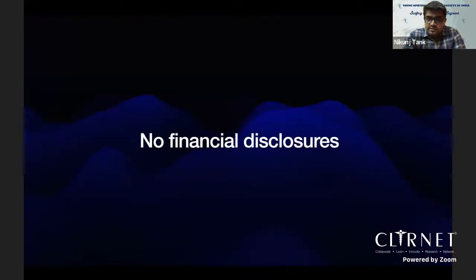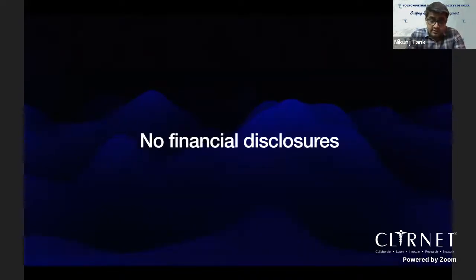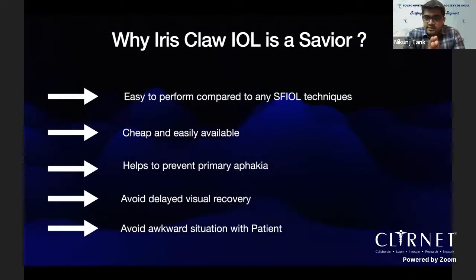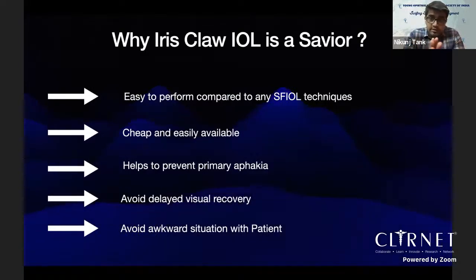I don't have any financial disclosure in any of the IOLs which I'll be giving information on in this surgical video-based presentation. So why is it important for you, as an anterior segment surgeon, to know how to manage a case of aphakia, even by doing an iris claw IOL if you have access to it?